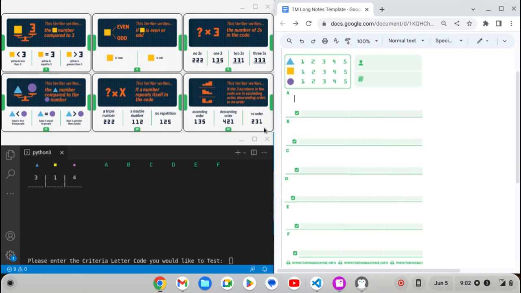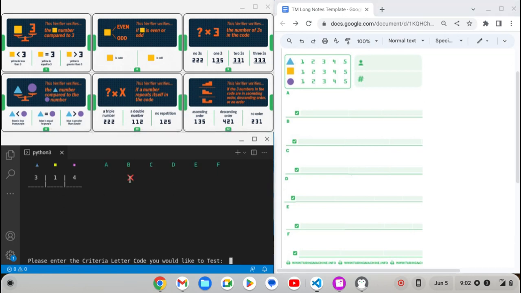And remember, our objective is to find this unique 3-digit code that abides by the criteria cards that we've just described. And we're going to start off with our proposal of 314. So the first thing I want to do is find out if that middle digit is an even quantity or an odd quantity. So I'm going to test criteria card B.